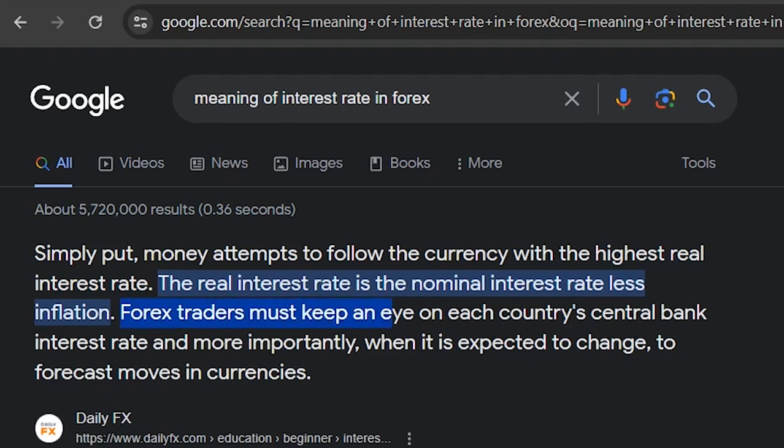Forex traders must keep an eye on each country's central bank interest rate, and more importantly, when it is expected to change to forecast moves in currency. So what it means is that when interest rates change, the direction of the forex market also changes. That is what we can deduce from this second part. So when you change interest rates between two pairs, it tends to affect the direction of that currency pair.